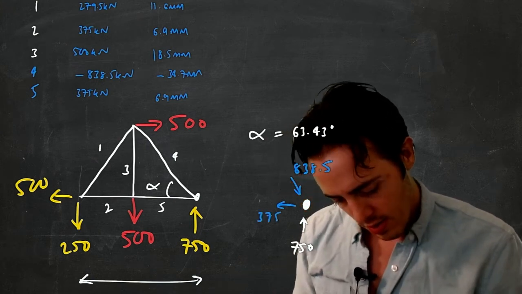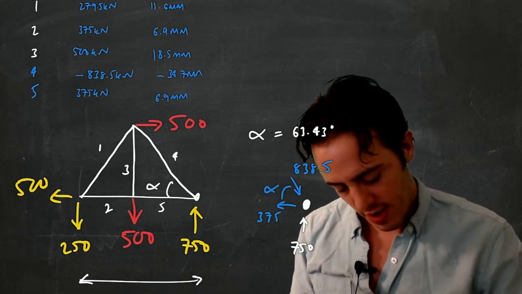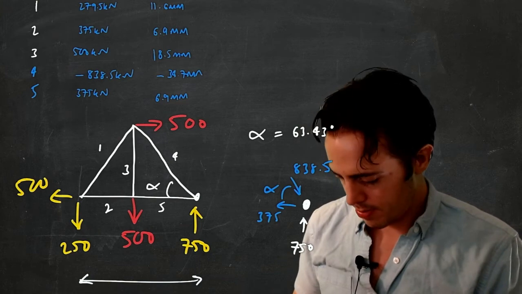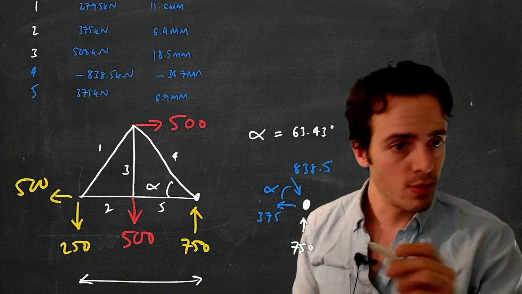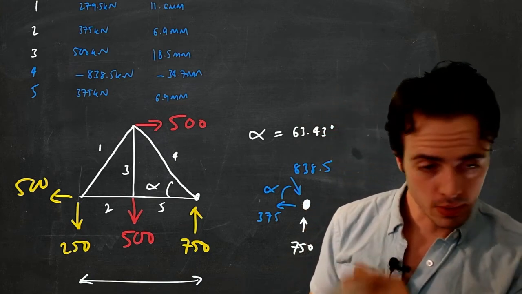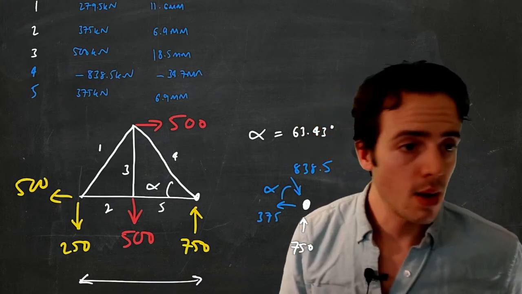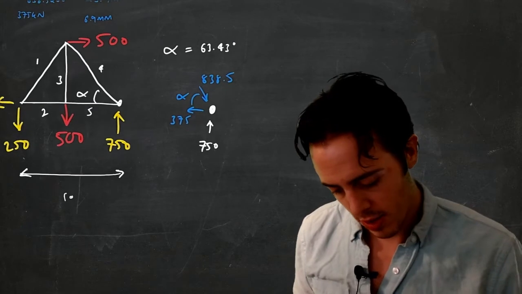So these forces, and this is alpha here, let's just check. Well, for vertical equilibrium, 838.5 multiplied by cosine alpha should be equal to this. Yeah, I'm fine. I was being stupid there.